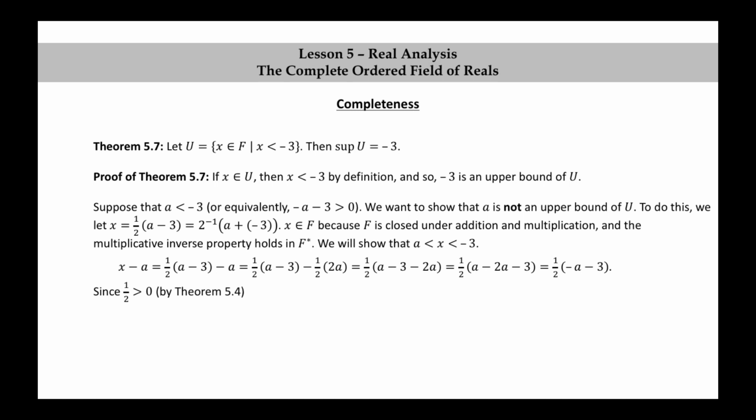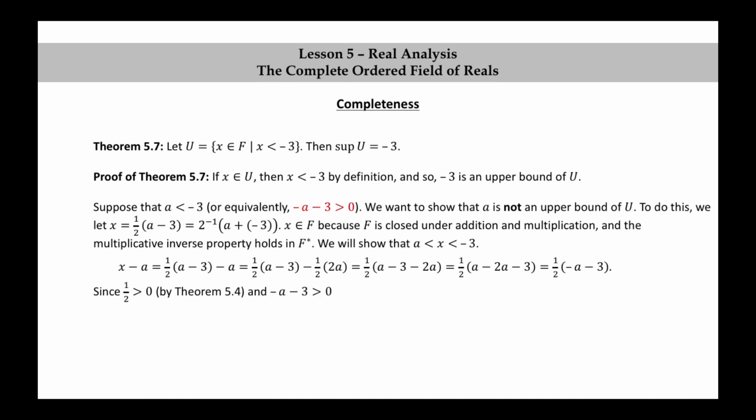Now, 1/2 is greater than 0 by theorem 5.4. Remember that theorem 5.4 said that if F, less than or equal to, is an ordered field and X is an element of F with X greater than 0, then 1 over X is greater than 0. So since 2 is greater than 0, 1/2 is also greater than 0.